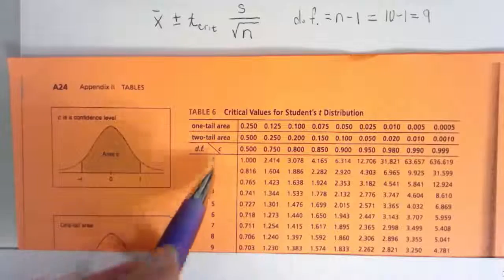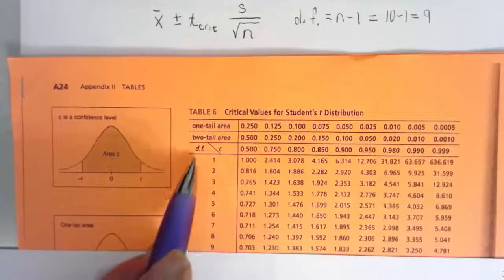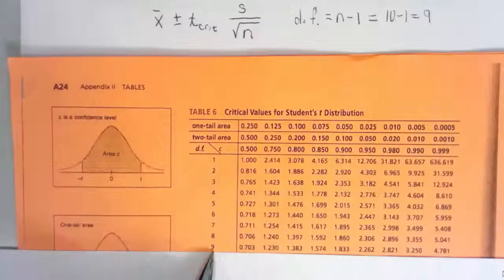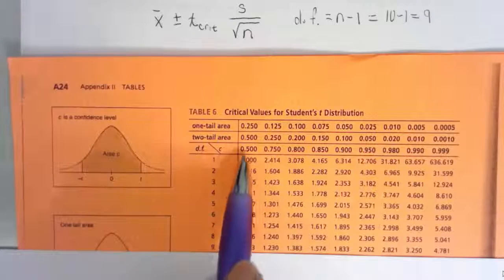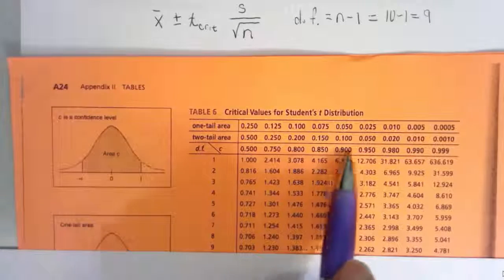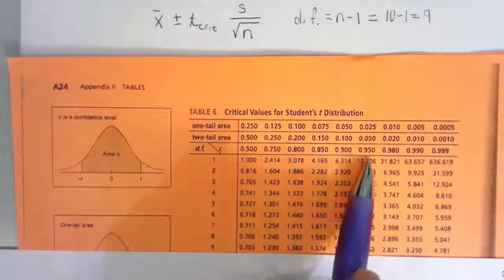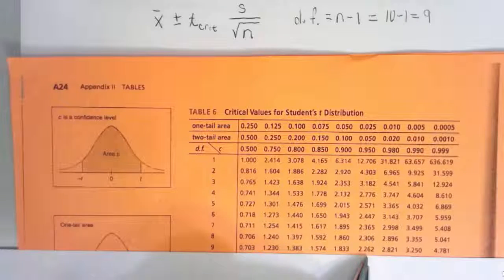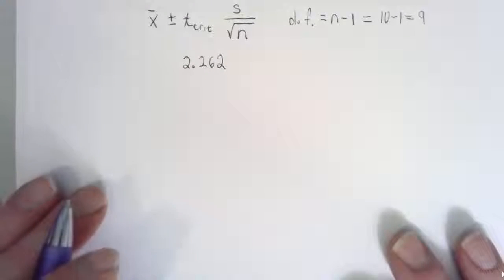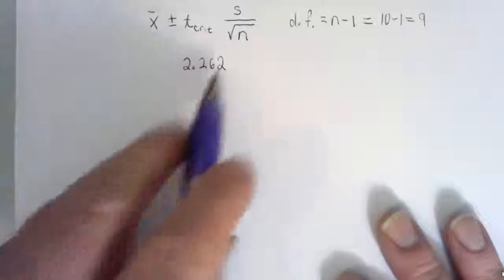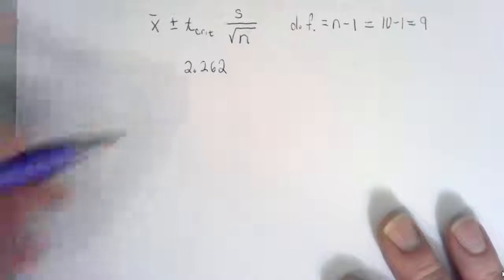What we need to do first of all is locate the number of degrees of freedom that we're working with. It's 9 in this case. And then we want to scan across here for our confidence level, 95% confidence level. That tells us that 2.262 is the t critical value that we need here. Once we've got that done, we need to just simply fill in the blanks in the rest of the formula.